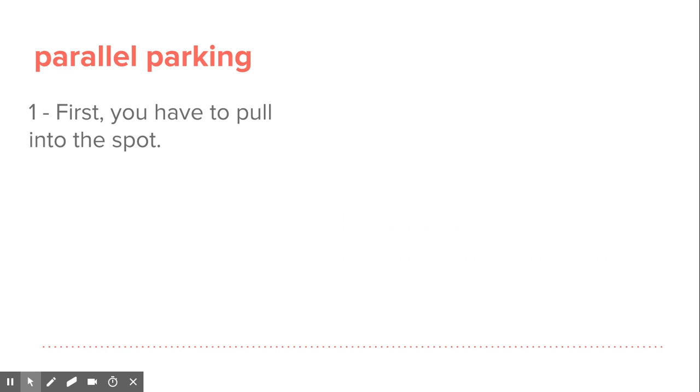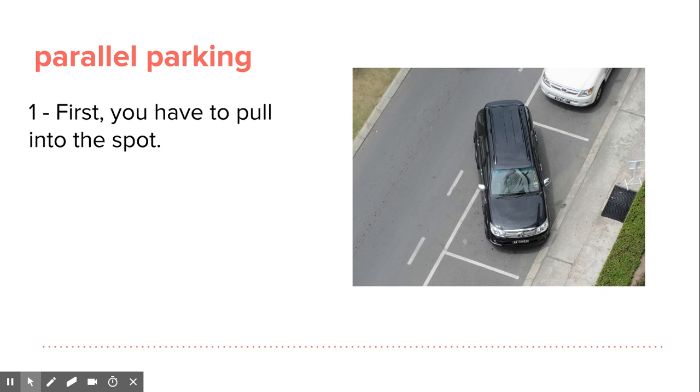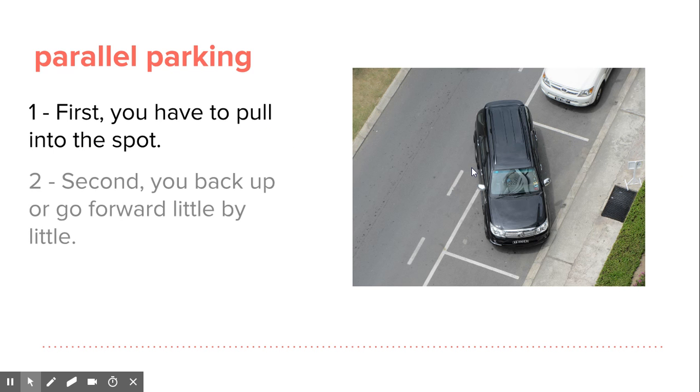Another example. First, when you parallel park, here's how you parallel park. First, you have to pull into the spot, just like this guy. You got to pull in. And that's a phrasal verb. Pull into. You pull into or pull over into the spot. Second, you back up. That's a phrasal verb too. You back up. So you pull in and you back up or go forward little by little.